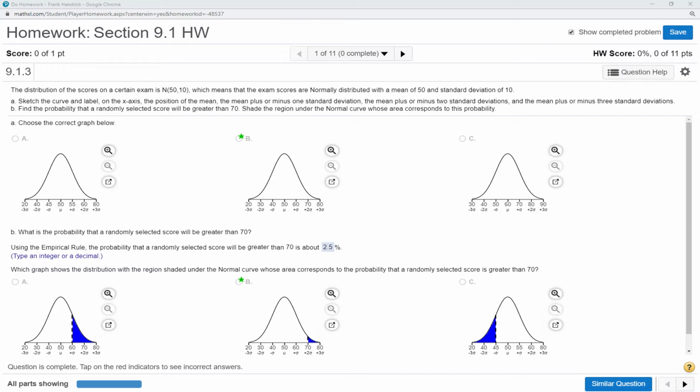What's the probability that the score will be greater than 70? So using that same empirical rule here, one deviation is going to be 68% of the data. Two deviations would be at 95%. So that means 95% of the data is going to be within two deviations. That means you have 2.5% on this side and 2.5% on that side. So it should be 2.5.